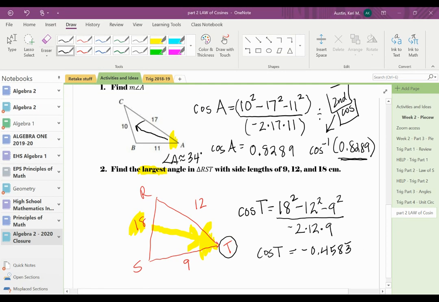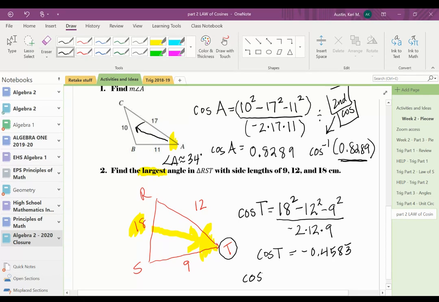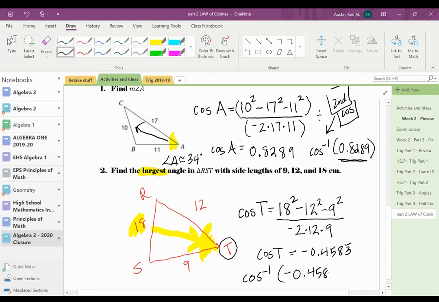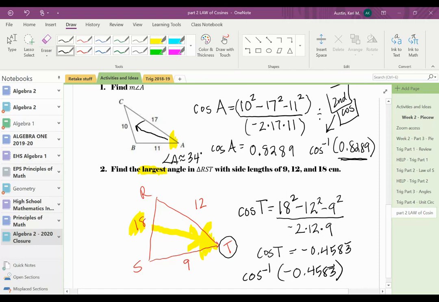0.4583, repeating. That negative angle? No, that's the cosine of some angle. Some angle has an adjacent over hypotenuse of negative 0.4583, repeating. We want the calculator to tell us what angle that is. So we're going to hit inverse of that. Second cos, yeah, you hit second cosine. Couldn't remember if I told you that up there on the previous example.